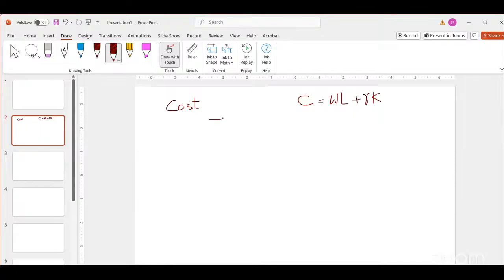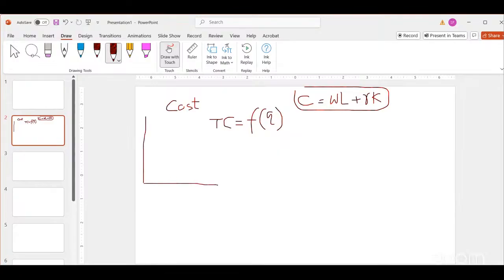So here, what we usually talk about is the concept of total cost. Total cost is a function of production: when production increases and decreases, the total cost increases and decreases. If you take a kind of visual understanding, here we also apply the short run and long run.